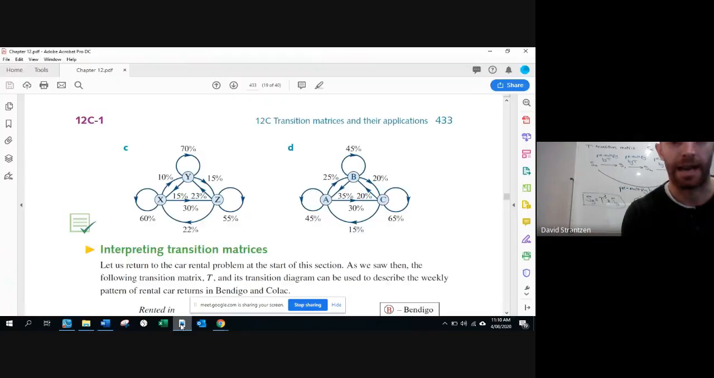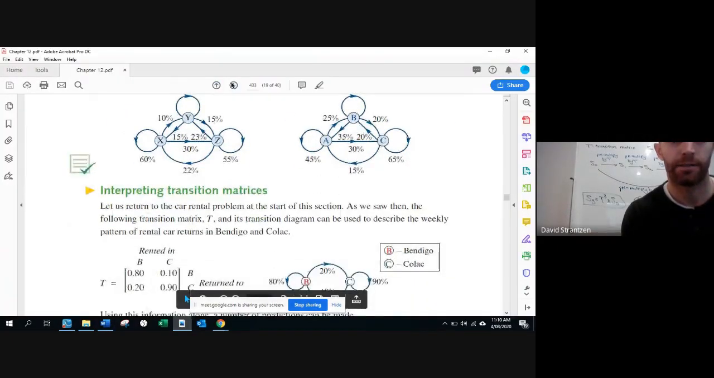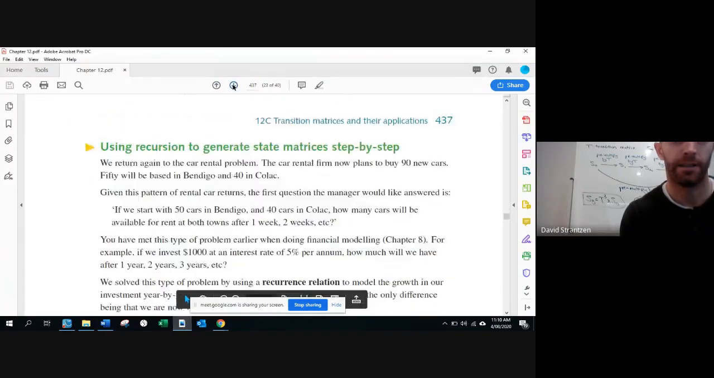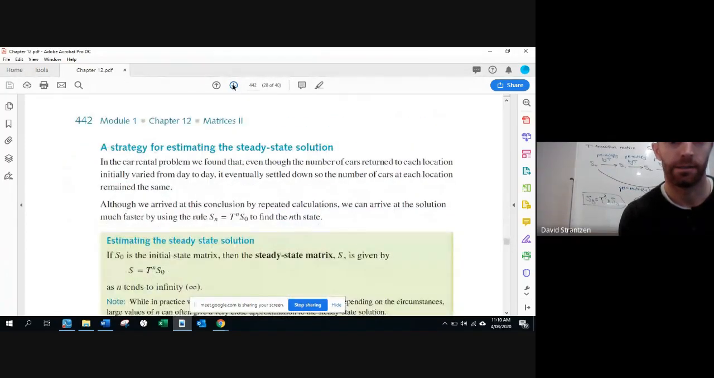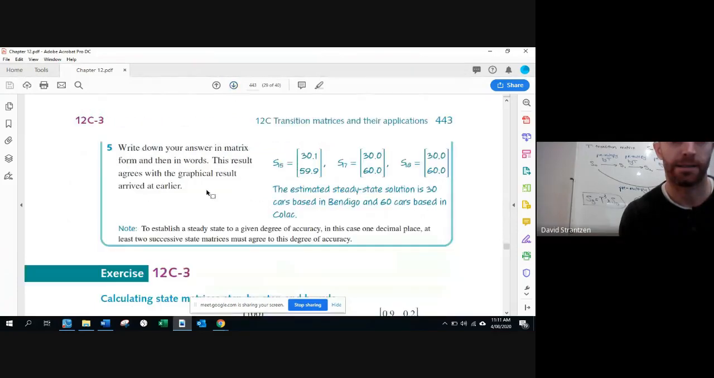Might very quickly look at the textbook for 12C part 3 and see if there is a question asking about steady state.